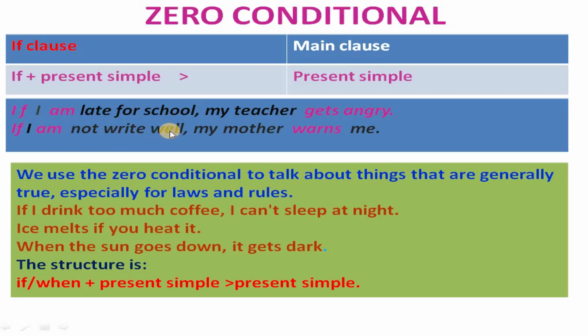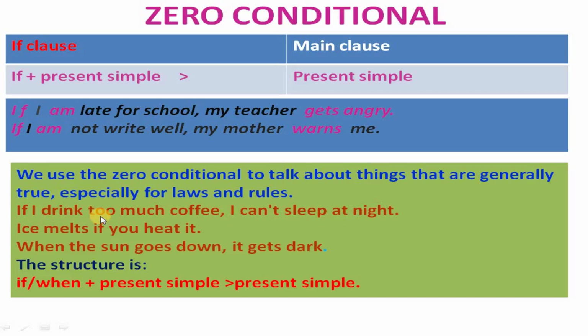If I am not well, my mother warns me. See, here it is negative and the main clause is also negative. That's why it is a zero conditional sentence. We use zero conditional to talk about things that are generally true, especially laws and rules. Any time these laws and rules are generally true, we use zero conditional. If I drink too much coffee, I can't sleep at night.